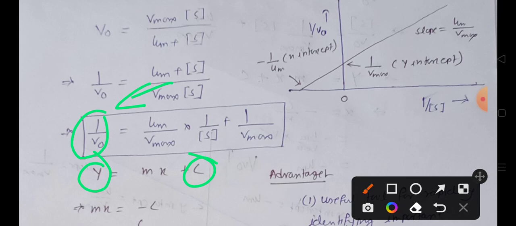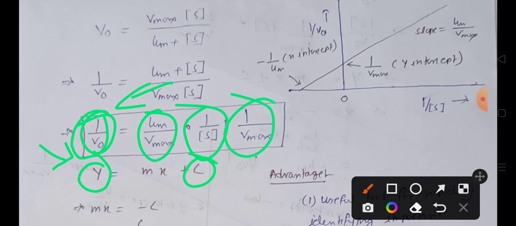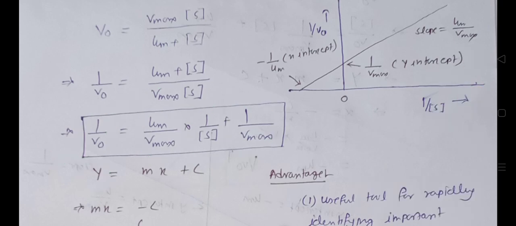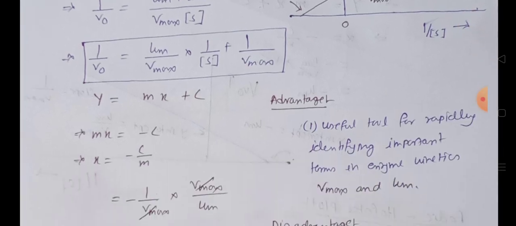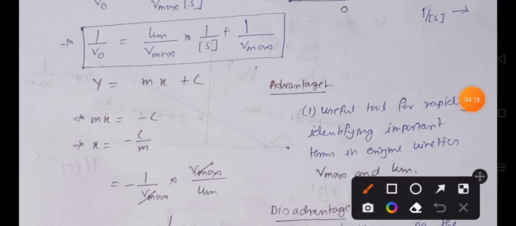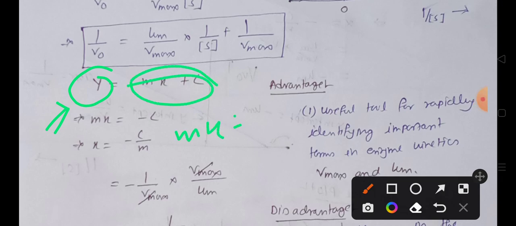I hope you can now find out which will be y, which will be m, which will be x, which will be c. I have just told you that the y-intercept will be 1 by Vmax. Now the question is, what will be the x-intercept? For finding the x-intercept, you have to take y as 0, and then with the help of mx plus c equal to 0, you have to find the value of x, that is minus c by m.